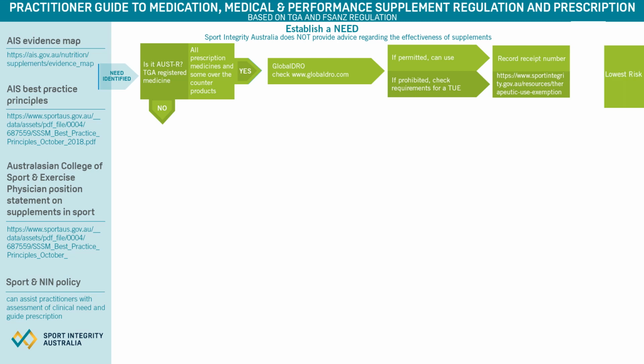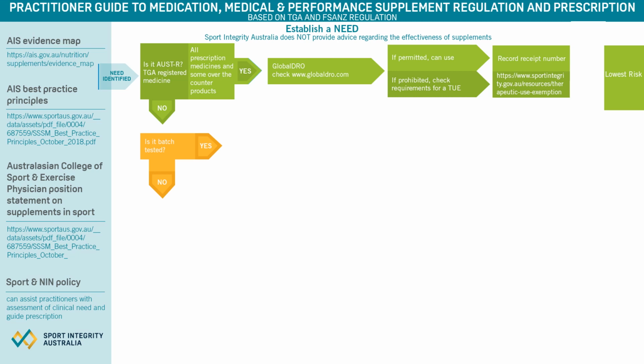AUST-R medications are considered to be the lowest risk with regard to anti-doping in the prescription of medications, medical or performance supplements. If a medicine is not a registered medicine with the Therapeutic Goods Administration, the next question for a practitioner to ask is: is the substance batch tested?